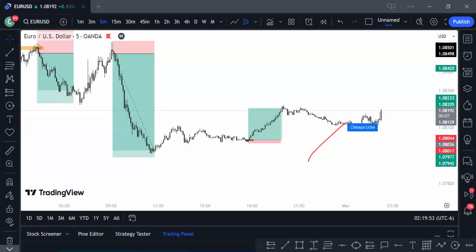Then this gave this structure for a buy. Please don't annotate on my chart, please. Chenaza, please do not annotate. Thank you.